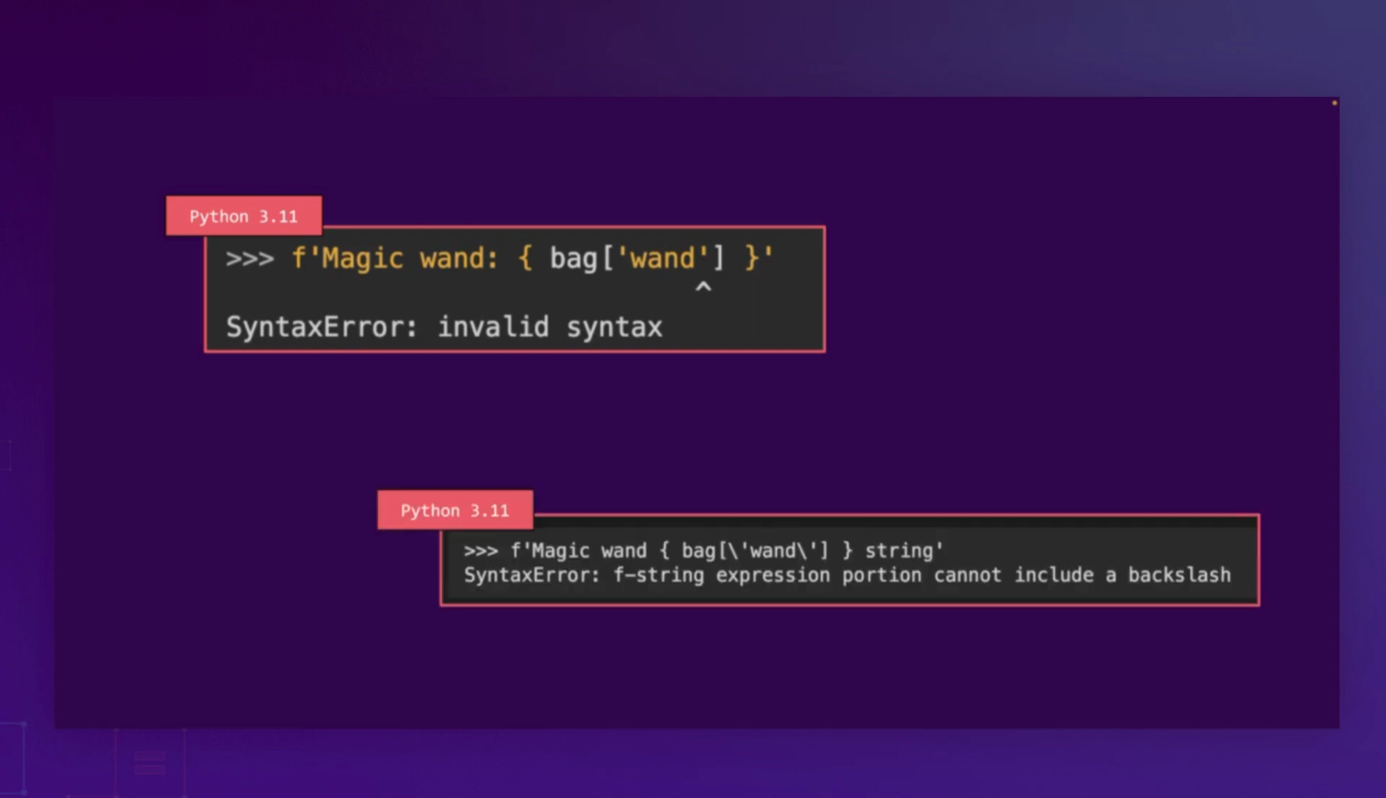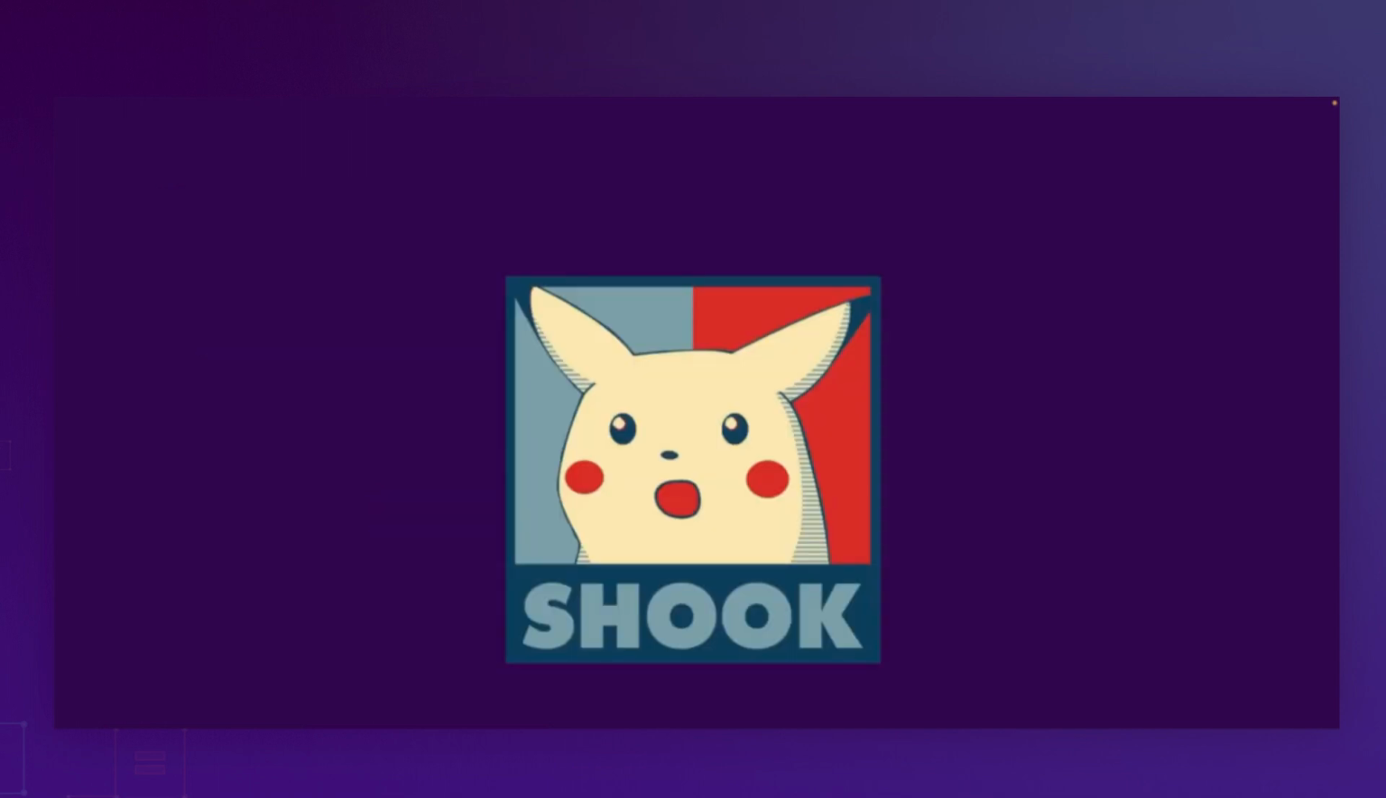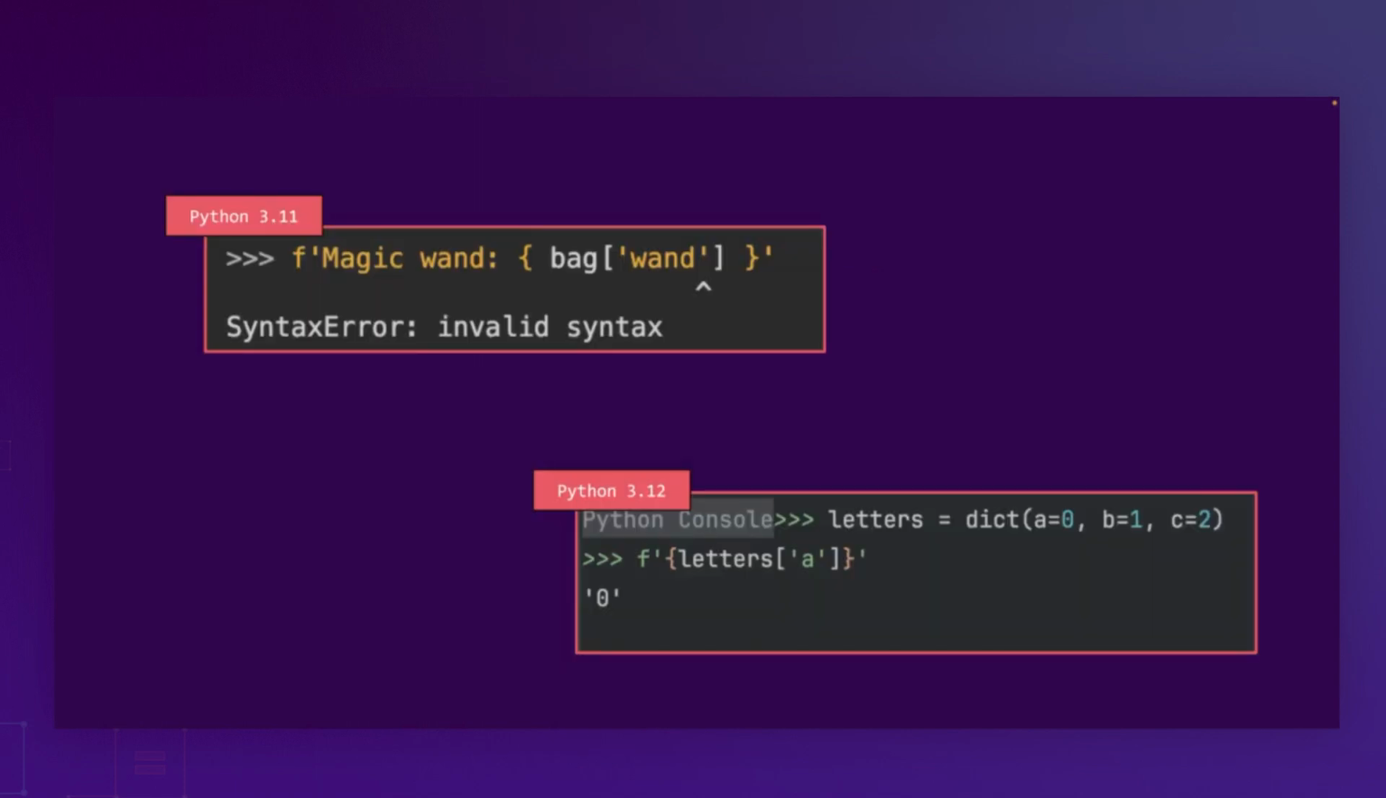Now, you might want to solve this by backslashing that single quote, but guess what? That's illegal inside of an f-string. At this point in time, you might be a little surprised with all of this. Well, not to fear, because in Python 3.12, we solve this problem with the new and enhanced f-string parsing engine. So you can see here that before, wand from bag doesn't work, but here, letters works just fine.